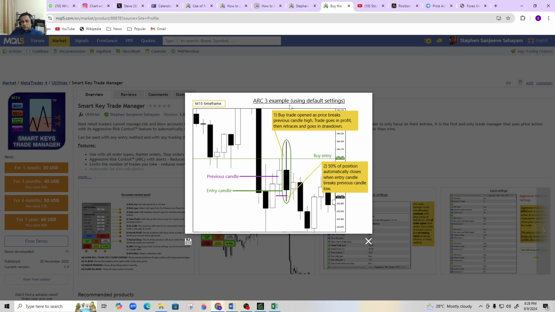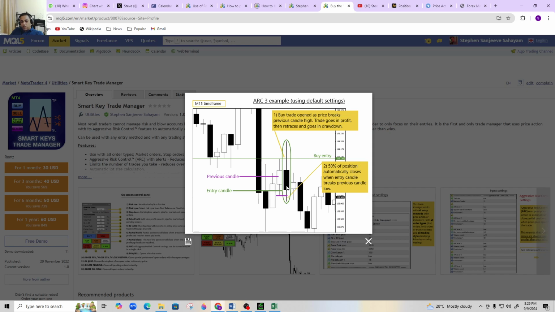All of these input levels use default settings. The buy trade opened as price breaks the previous candle high, the trade goes in profit, then retraces and goes into drawdown. Here's your buy entry at the breakout of this candle. It goes up because there is clean space here, and you think price will continue up. We're on the M15 time frame here. Price comes back and breaks the low of the previous candle. 50% of your position automatically closes when the entry candle breaks the previous candle low.